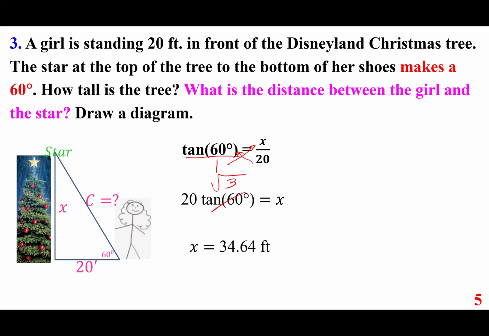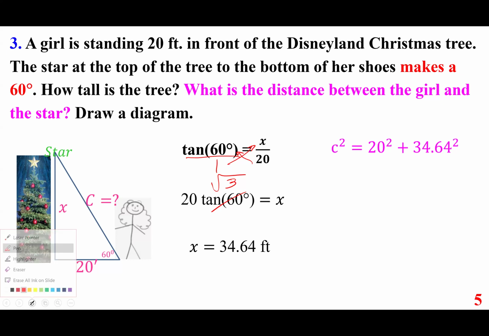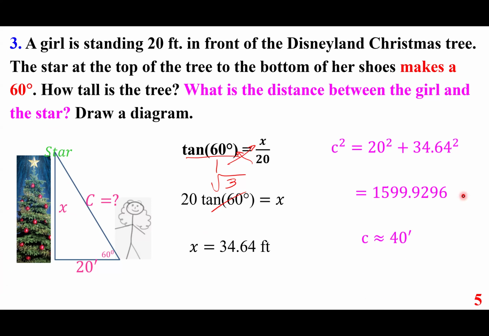A squared plus b squared equals c squared. Because we know x to be this much, we can calculate the hypotenuse. Again, that's not the only way, but that's one way. So 20 squared plus 34.64 squared, you put it into a calculator, you almost get 1600, and c is 40 feet. This is very close to 1600, everybody.